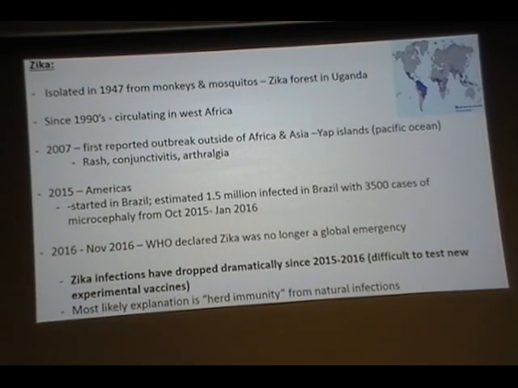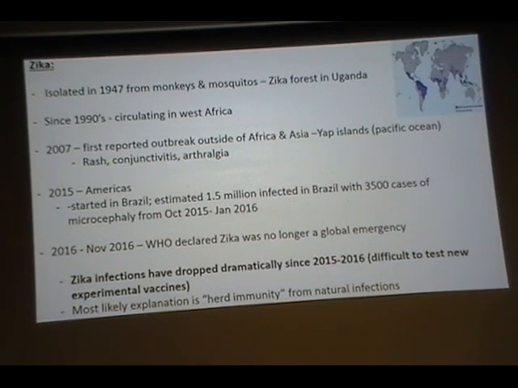If you look back historically at Zika, we've known about it since the 1940s. Monkeys and mosquitoes in Uganda were spreading the virus around. In the 90s, it was circulating in West Africa. In 2007, the first reported outbreak outside of Asia and Africa occurred. And then in 2015, it spread to the Americas. This is when it really started causing all these microcephaly problems, which really took off at this time in 2015.